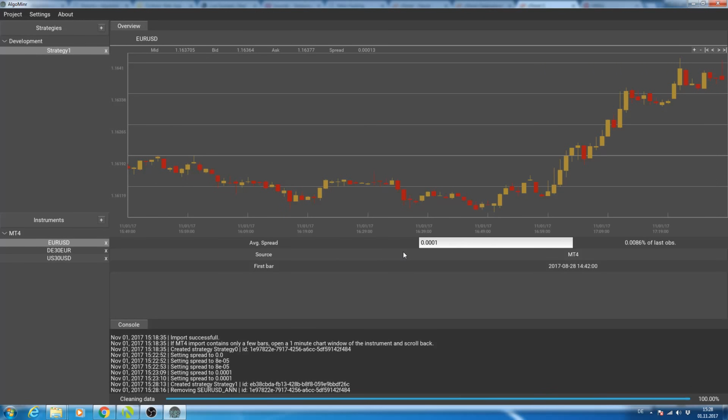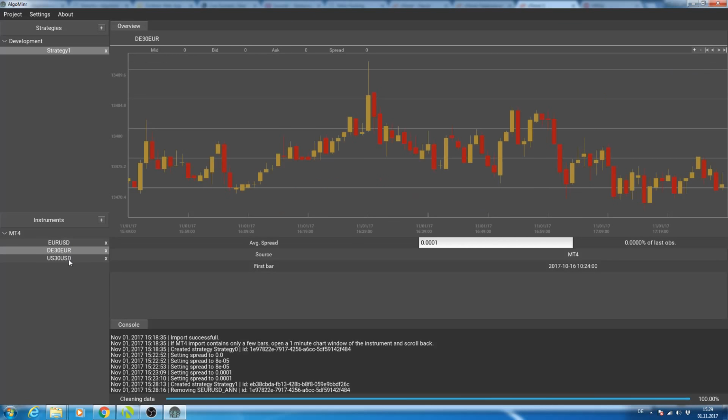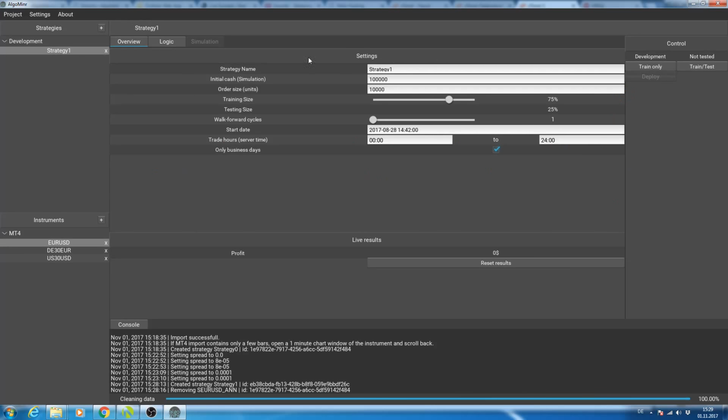Alright, so today we're going to create a more sophisticated strategy. We're going to use two artificial neural networks to predict the relationship between the German top 30 stocks and the US top 30 stocks on the Euro-US dollar exchange rate. I've already imported all these bar data from MetaTrader 4, and I'm going to go to the strategy now.